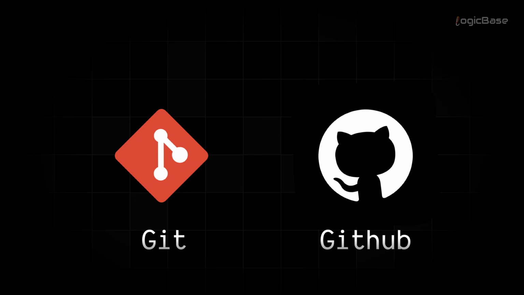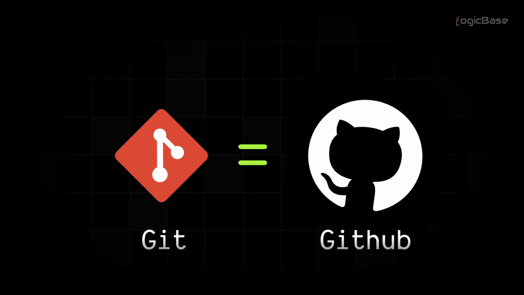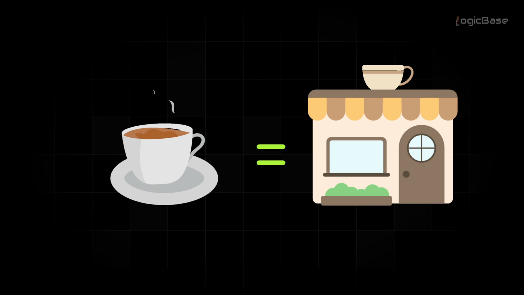Today, we are diving into something really exciting, Git and GitHub. But before we go any further, let's clear one thing up. Git and GitHub are not the same thing. They are connected, yes, but completely different. Think of it this way. Git is the coffee and GitHub is the coffee shop where that coffee is served. Fun analogy, right? Don't worry, in just a moment, you will see exactly what I mean.